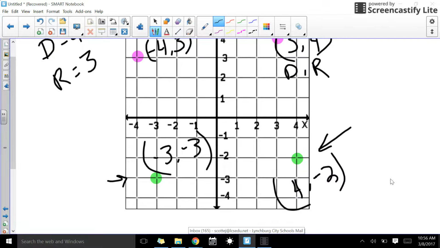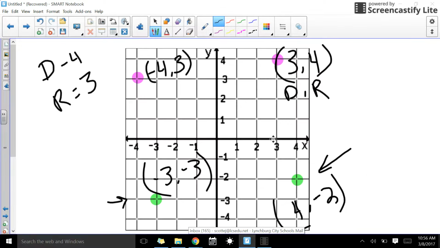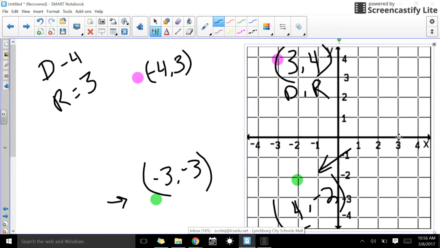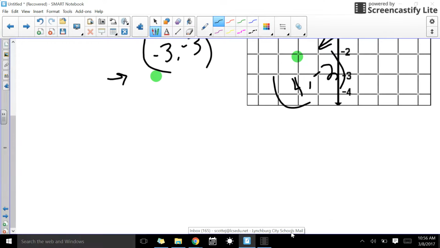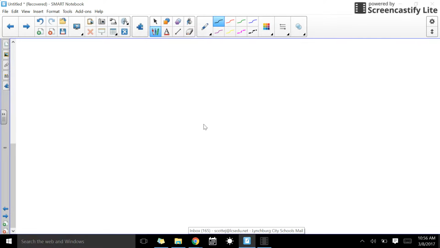Now, one thing I do want to go over, and I forgot to add this in here, is when you are given a graph. Let's pull this down. Hide, go away. Why is this not letting? Here we go. Extend screen.